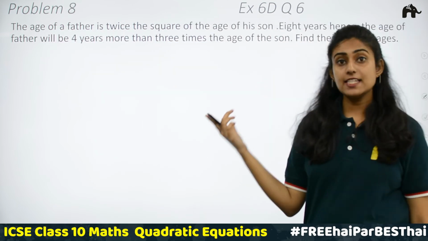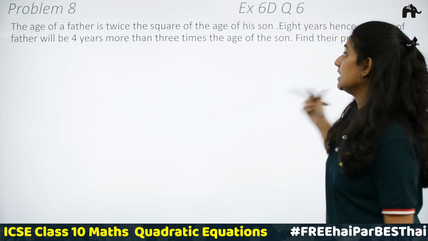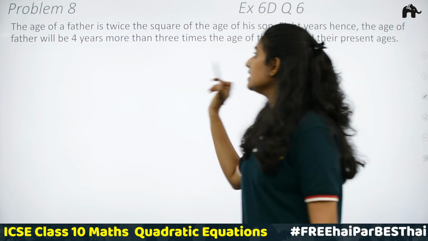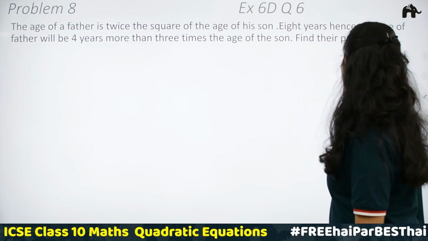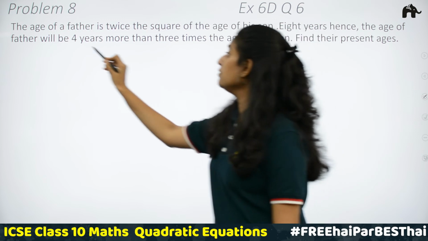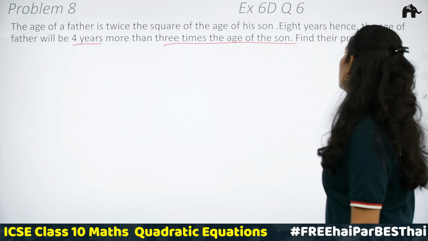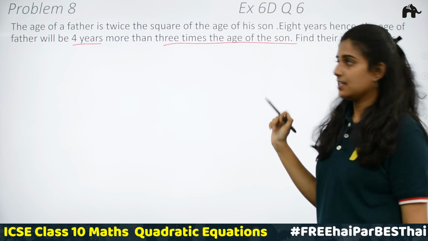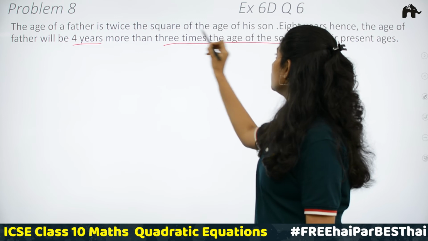Clear? Next, problem 8, question 6 of exercise 6D. The age of a father is twice the square of the age of his son. 8 years hence, the age of father will be 4 years more than 3 times the age of the son. Find their present ages.